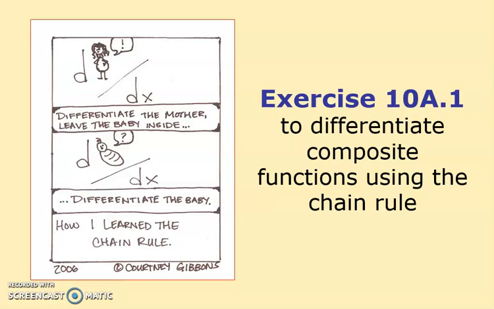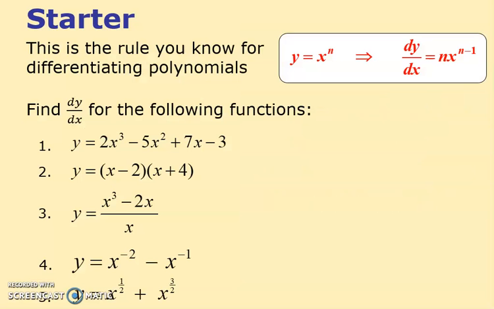Hi there, this is exercise 10. We're looking again now in a lot of detail at different types of functions we need to be able to differentiate. And this is the first one that we're looking at, which is the chain rule. And the chain rule is something which comes up again and again and again. So let's have a look at this chain rule.